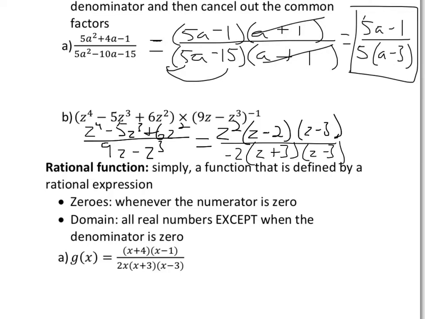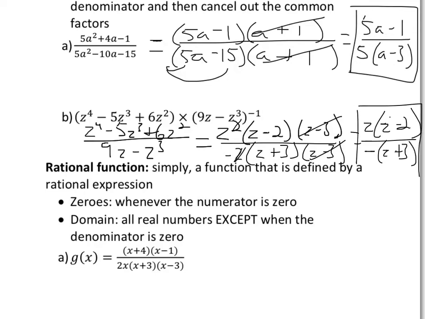Now we can cancel out anything that's common. So the z minus 3's will go away. One z on the bottom goes away, one z on the top goes away, and what we'll be left with is z times z minus 2 on top, and negative, parentheses, z plus 3 on the bottom. That is the simplified rational expression.